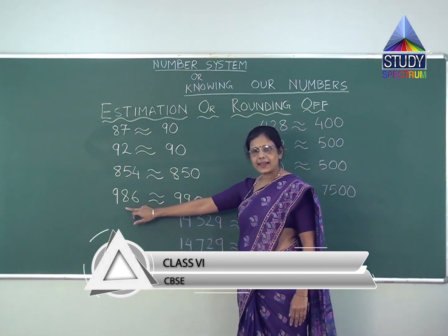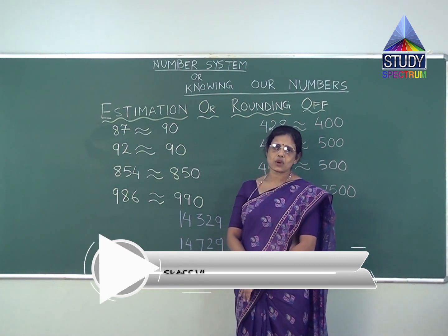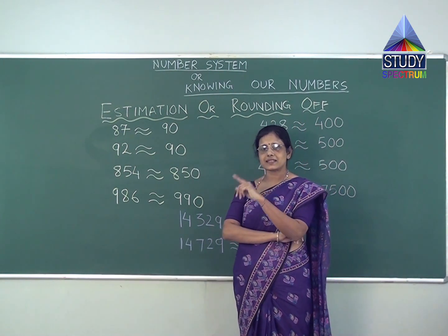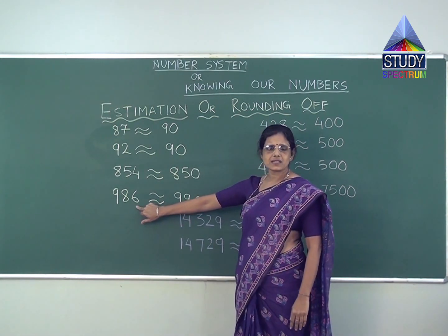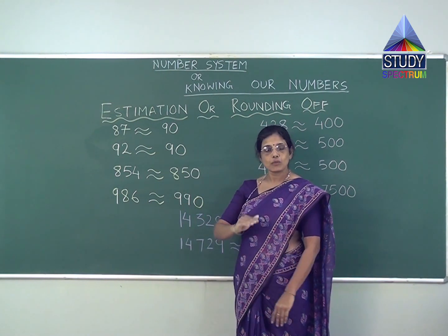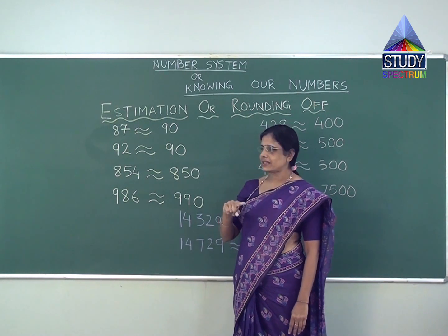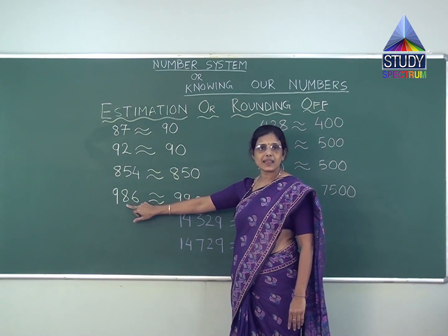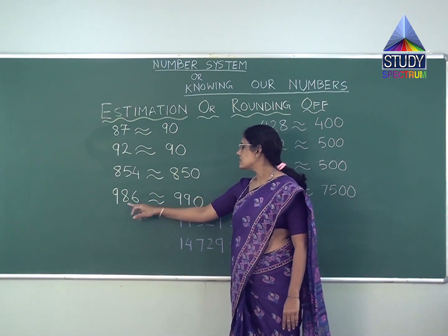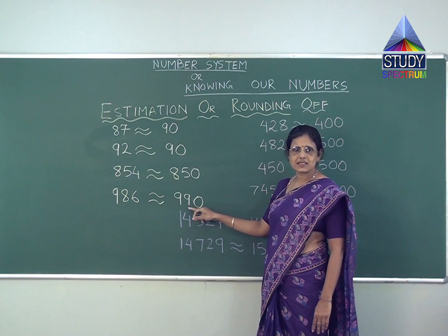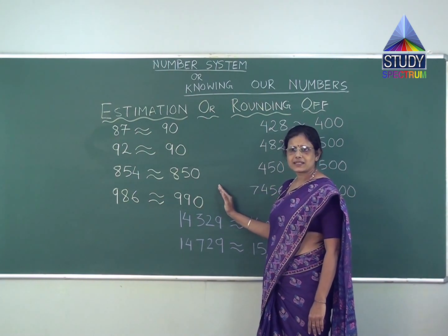Observe. Now another 3-digit number, which is 986. You have to convert it to nearest tens again. So nearest tens, look at the unit digit, it is 6, means it is more than 5. More than 5 means I have to add 1 to the tens digit. The tens digit is 8. So 8 plus 1 is 9. So the number will come out as 990. Okay. So these are the examples for nearest tens.